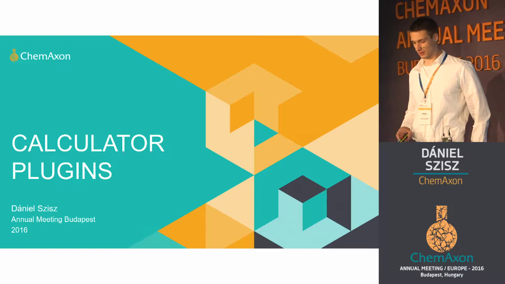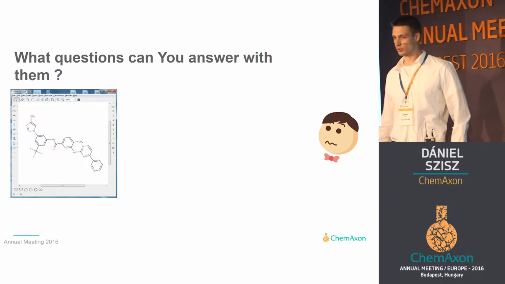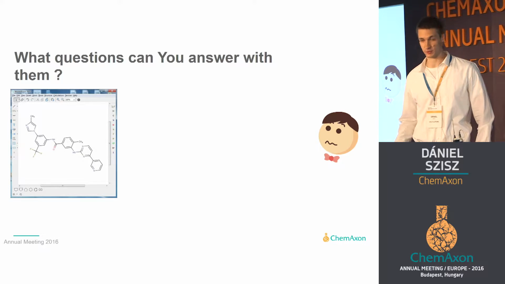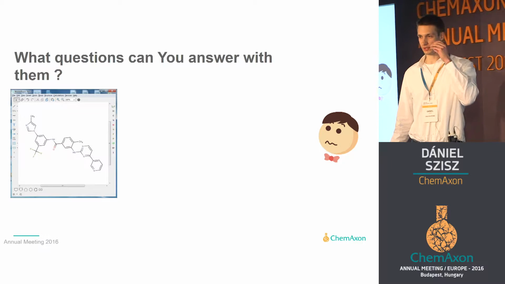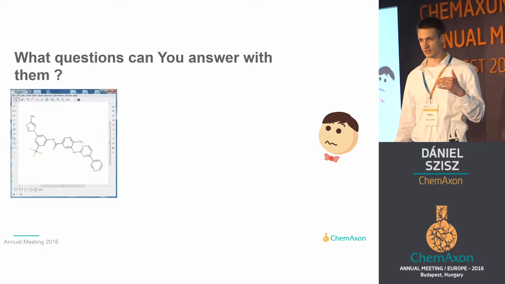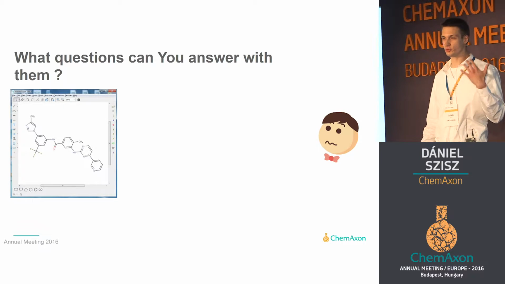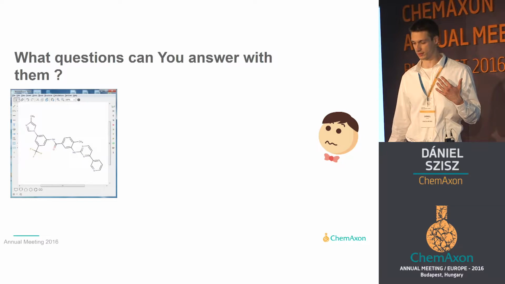As an introduction, I'm going to first talk about what the ChemAxon calculators are and how you can use them. So very often during the drug design processes, you come to a point when you want to calculate very important physicochemical properties for your molecules.